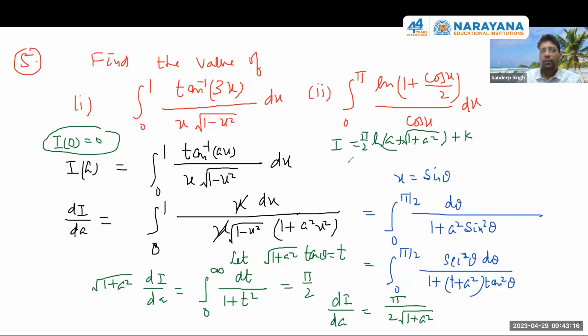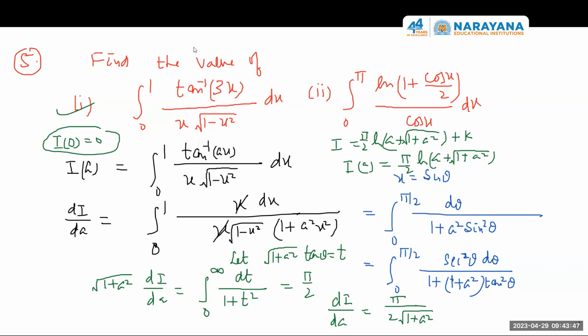So in terms of a, what is the answer? So I of a. So these are similar type problems. Pi by 2 ln of... This is your solution. Is that clear? So now you can substitute 3. So the value will be ln of 3 plus root 10 into pi by 2. That is the value of the first integral. Understood? Everybody? Yes, sir. Similarly, you should try number 2 and let me know what is the answer.